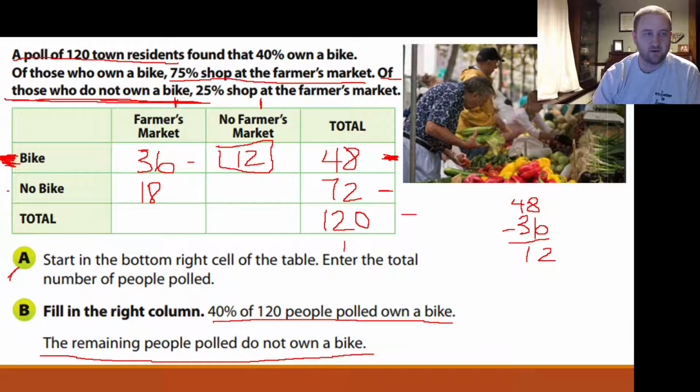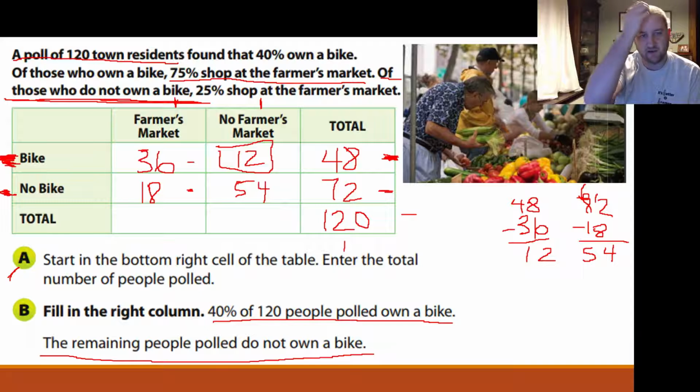Okay, now we've got people that don't have a bike. Okay, there's 72 people with no bikes. 18 of those people shop at the farmer's market. So we're going to subtract this to figure out how many people don't shop at the farmer's market of the people that don't own a bike. Okay, so we're going to borrow here. This becomes 4, and we got 54 people. We're going to plug that in right there.